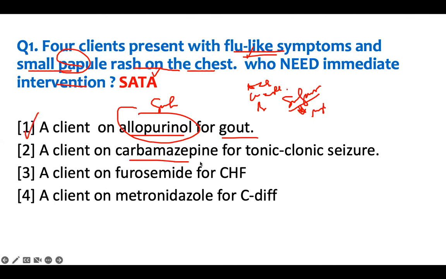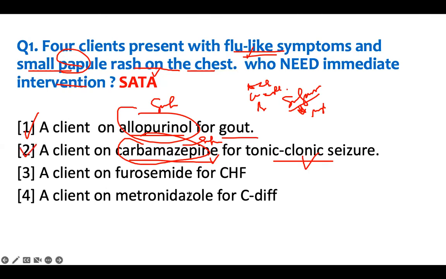A client on carbamazepine for tonic-clonic seizure. Yes, carbamazepine is used for tonic-clonic seizure, but does that answer the question? No. The question is here. Carbamazepine is a sulfa drug also. Therefore, we need to stop that. But you have to figure out what to do with the tonic-clonic seizures. There's another alternative you can use, but we need to stop this.